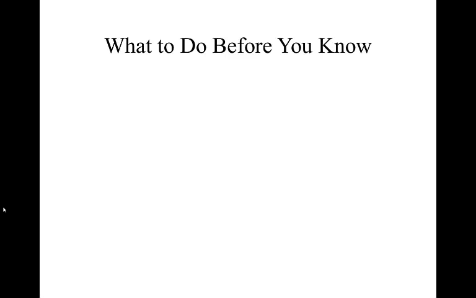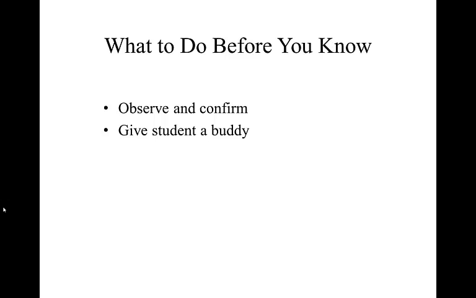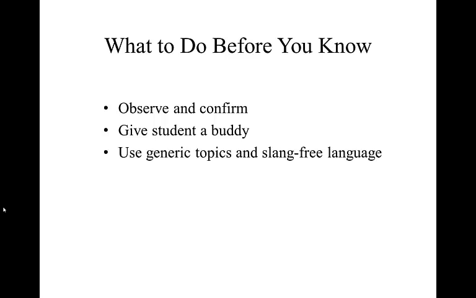Before you get all this information, to help you do your planning, there are several things you can do. Observe and confirm all of your students' behaviors and achievements. Look and see what they do well and what they might need help with, and be sure that that's what that is before you act on it. The first day, give students a buddy who is responsible for helping them get around the school and understand what is to be done. Research shows that study buddies are often what leads to student achievement. Use generic topics and slang-free language. Make it as easy as possible for the students to understand what you're asking.